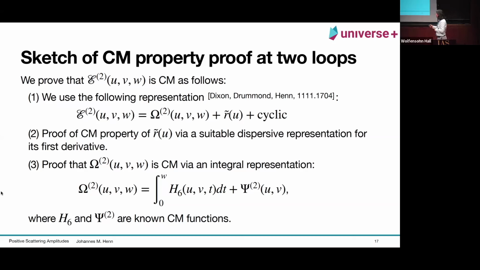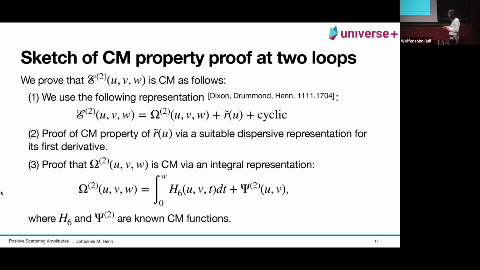First of all, we can prove that the single-variable functions, with that subtraction I told you about earlier, are CM, and there the proof goes very much along the lines I showed you earlier. We take a derivative, we derive a dispersive representation, and everything can be shown very neatly. Secondly, we prove that this double pentagon function is also CM. For that, we use another representation from that same paper, where essentially we show that this part here is just an integral of a hexagon integral, which is itself CM. So again, we use this closure property.